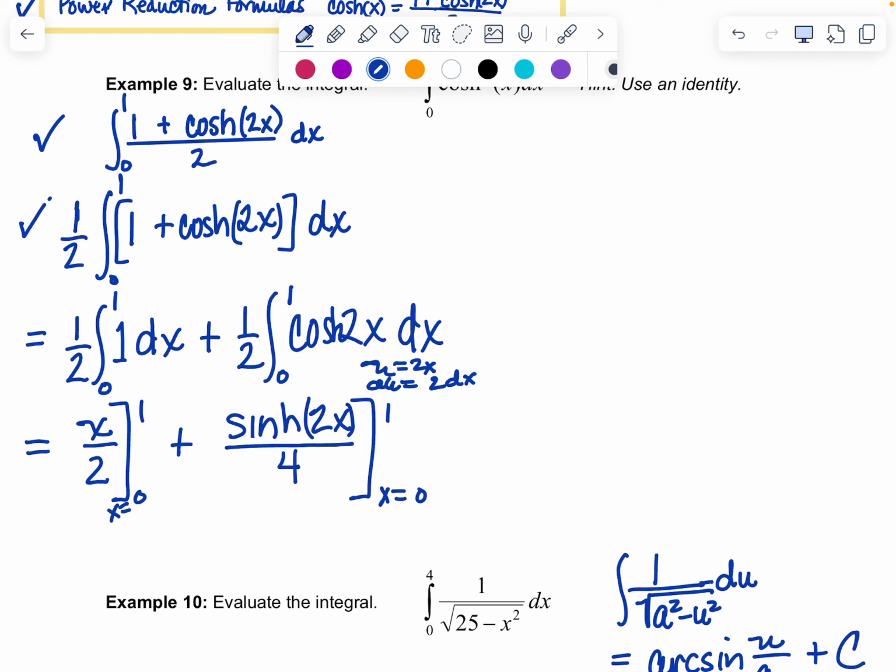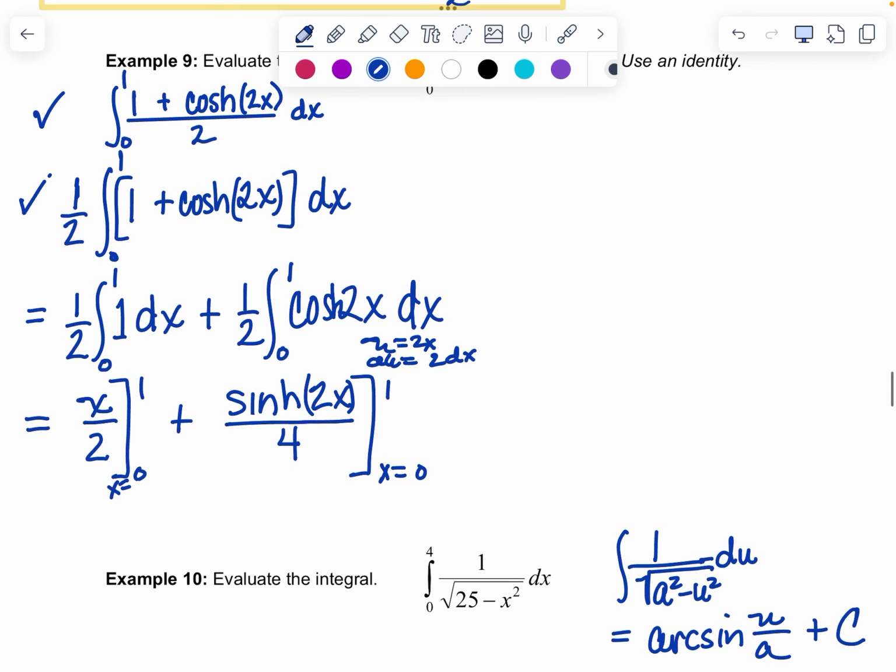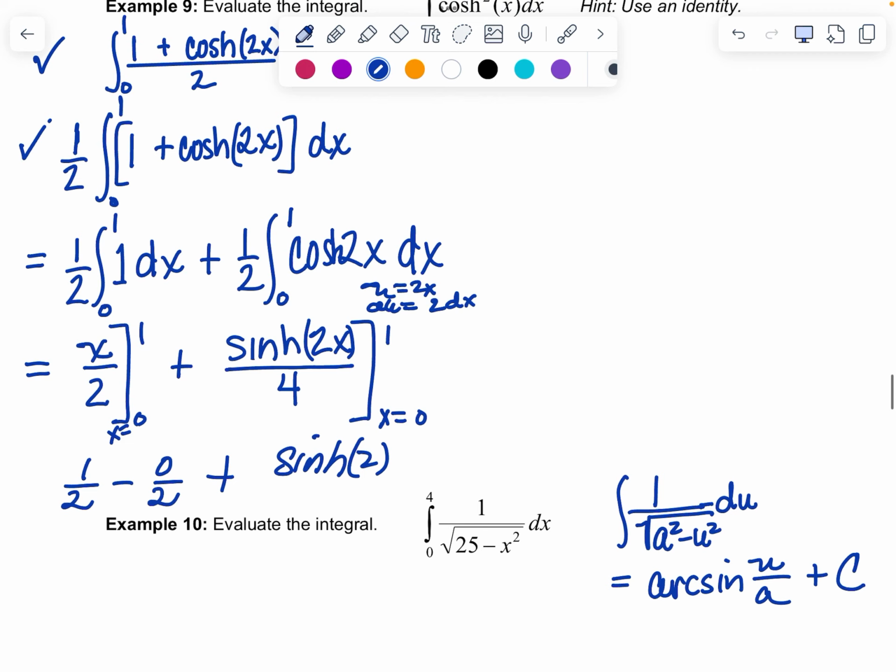Okay, so we have both of those, and when we evaluate this, we're going to get 1/2 minus 0 over 2. And then we're going to get plus the sinh of 2, putting 1 in, over 4. And that's going to be minus the sinh of 0, and that's going to be 0 over 4. So our final answer for these is 1/2.